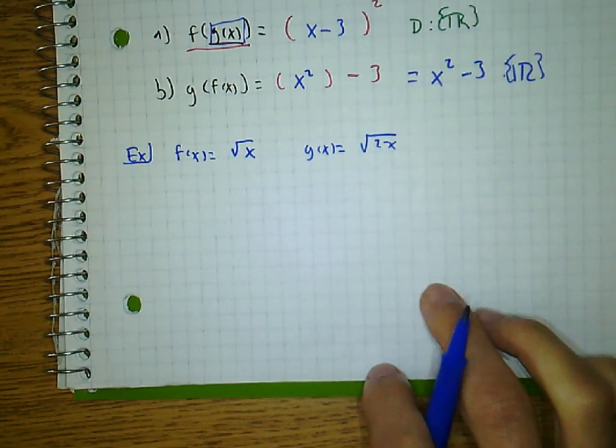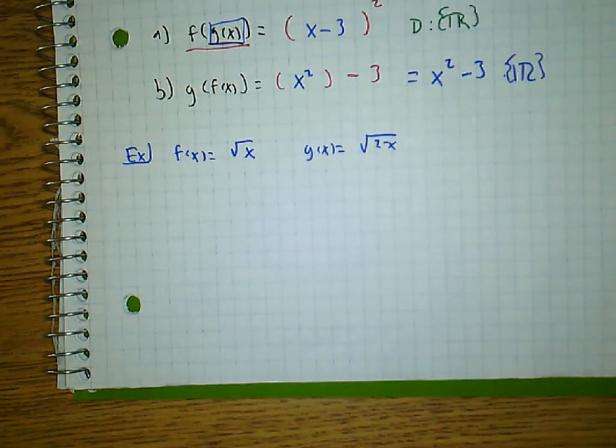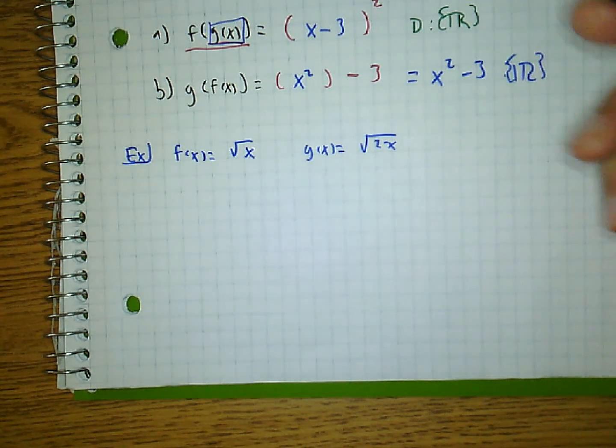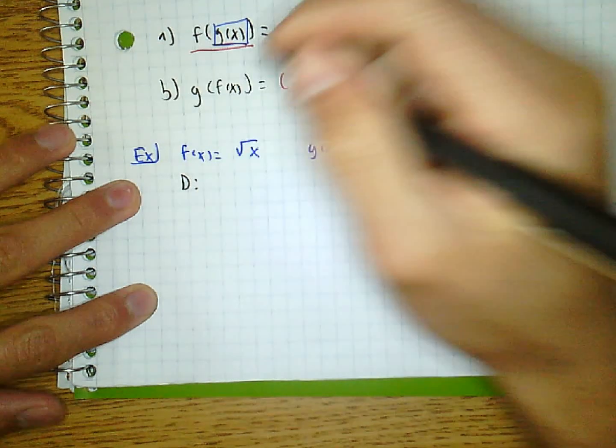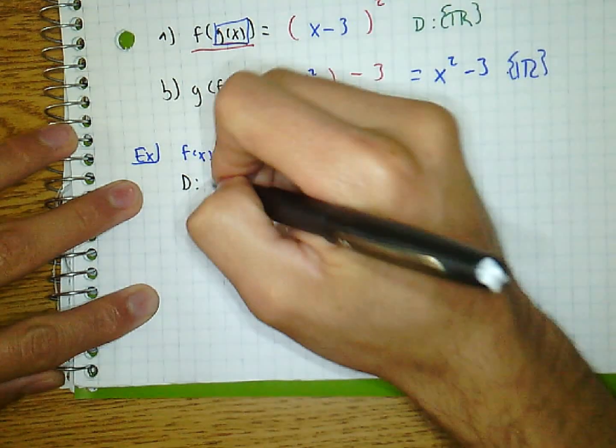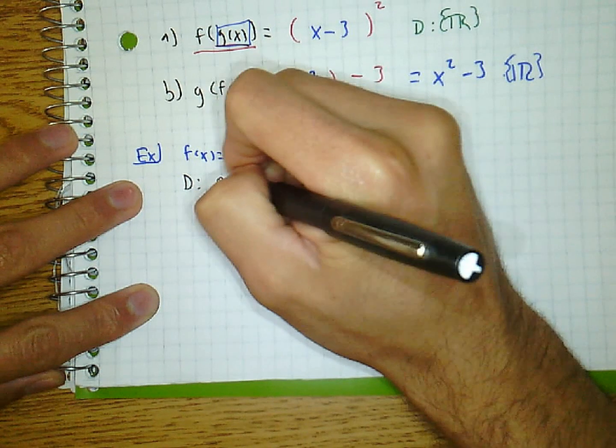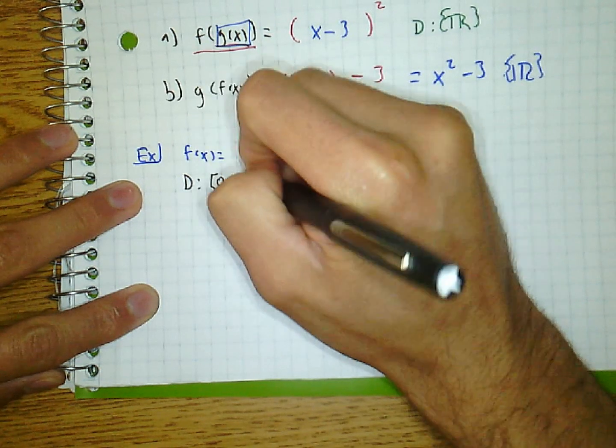All right, so because I'm going to be doing some combinations, I'm going to go ahead and find the domain of both of these. So you should know from the parent function that the domain of the root function is going to be from 0 to infinity, including 0 but not infinity.